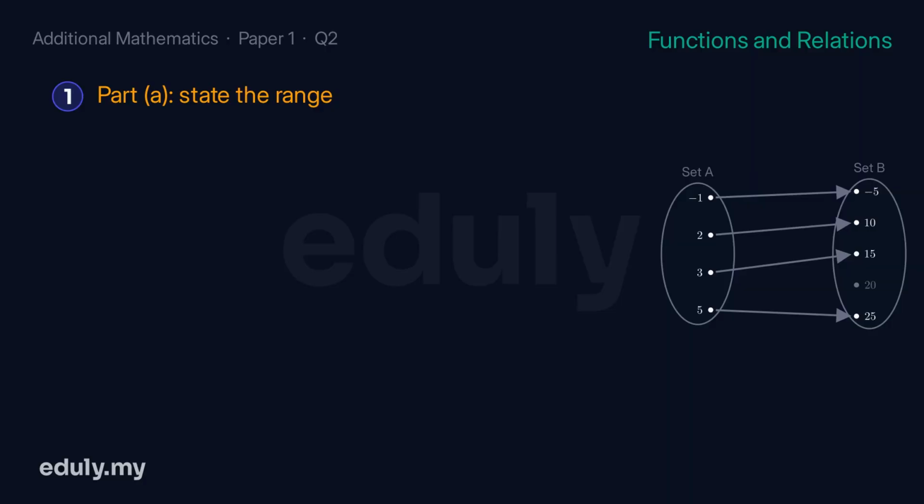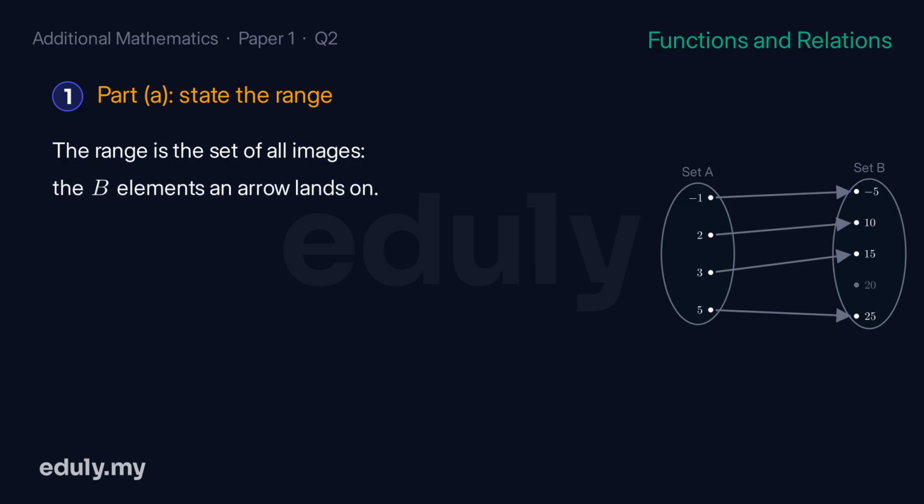Step 1. The range is the set of all images. So follow every arrow to its tip and collect those elements of set B. -1 maps to -5, 2 maps to 10, 3 maps to 15, and 5 maps to 25.